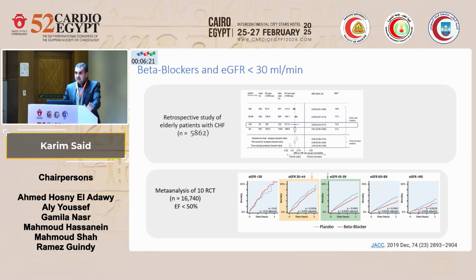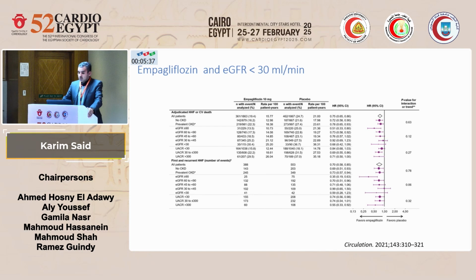The strongest evidence in this group of patients is related to beta blockers. In this upper study, recruiting about 6,000 elderly patients with heart failure, those who used beta blockers had lower mortality compared to those without beta blockers, with eGFR less than 30. However, on the other hand, in this lower meta-analysis of 10 randomized controlled trials in patients with ejection fraction below 50%, those with eGFR less than 30 did not derive a mortality benefit. So we have conflicting data. However, the majority of evidence is related to a benefit. Of course, empagliflozin is associated with benefit across the whole range of eGFR down to 20 mL per minute.